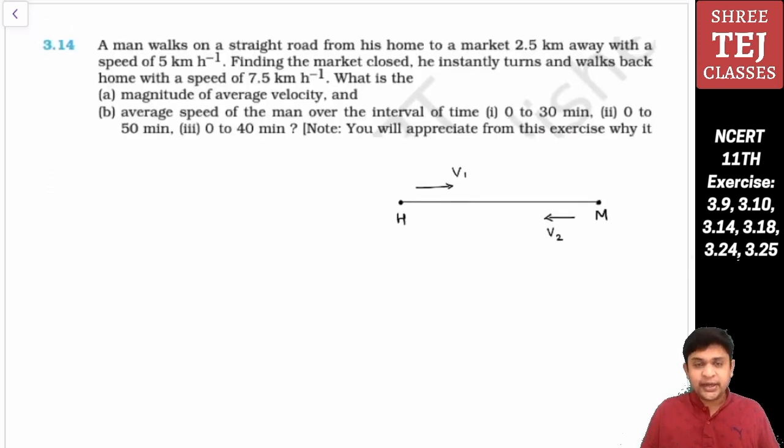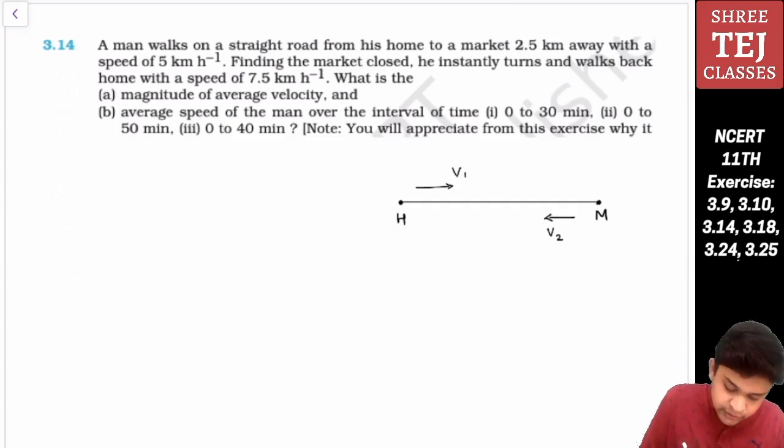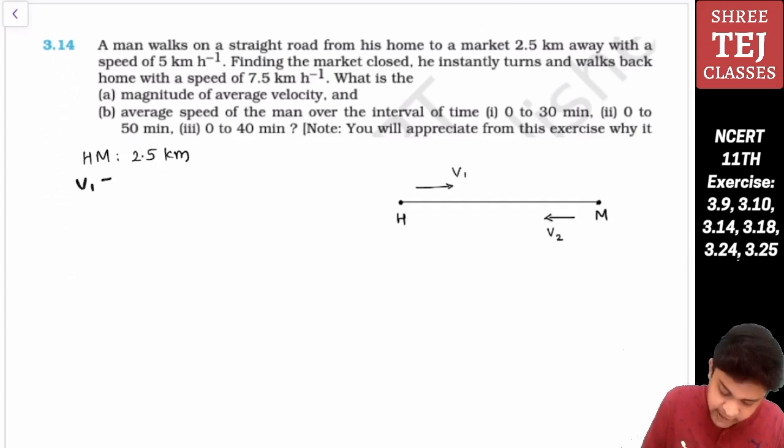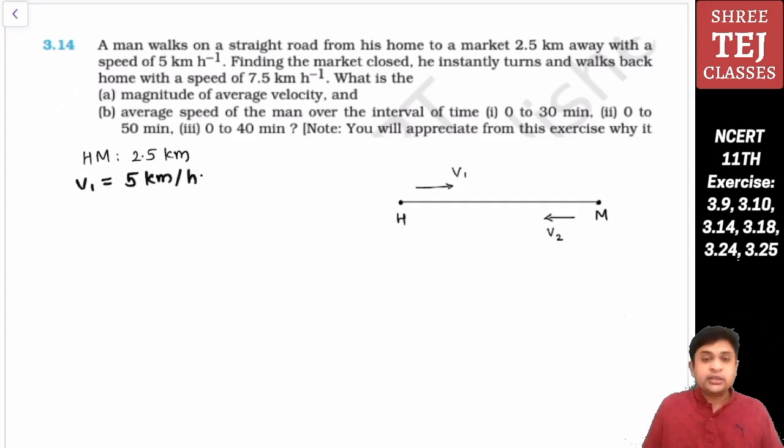Now let us look at 3.14. A man walks on a straight road from his home to a market 2.5 kilometer away. So HM is 2.5 kilometer. Initially speed V1 is 5 kilometer per hour.